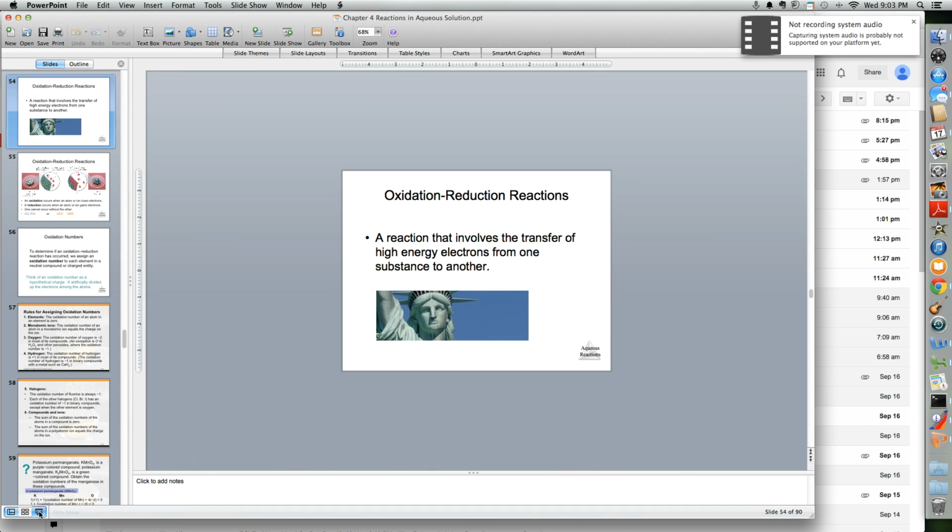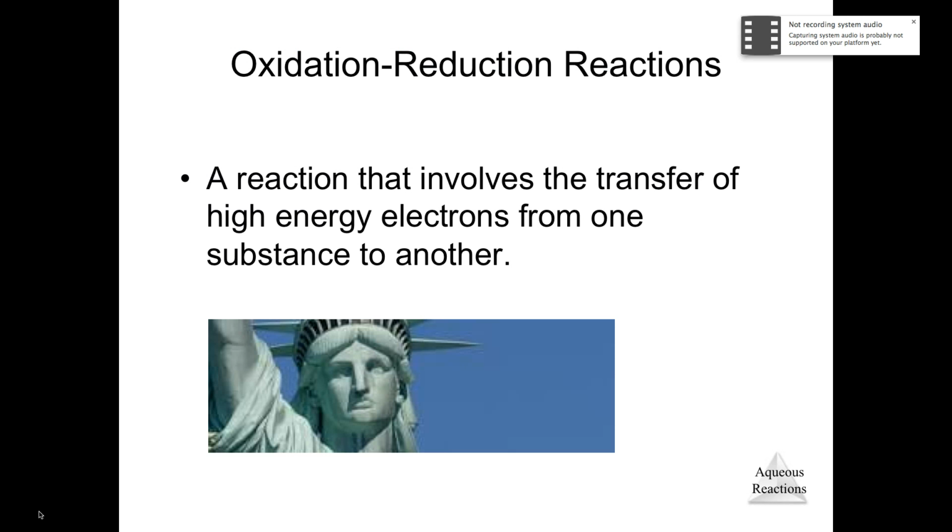Okay, so this last screencast for chapter 4, reactions in aqueous solution, is going to deal with a type of reaction known as an oxidation-reduction reaction, which is very simply a reaction that involves the transfer of electrons from one substance to another. So the driving force behind this type of reaction is that transfer of high energy electrons.